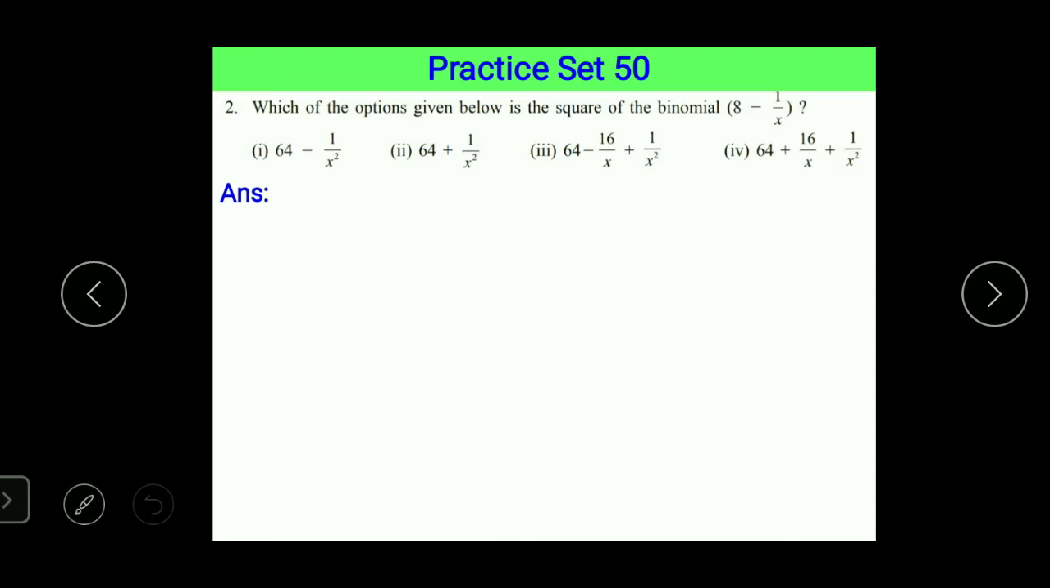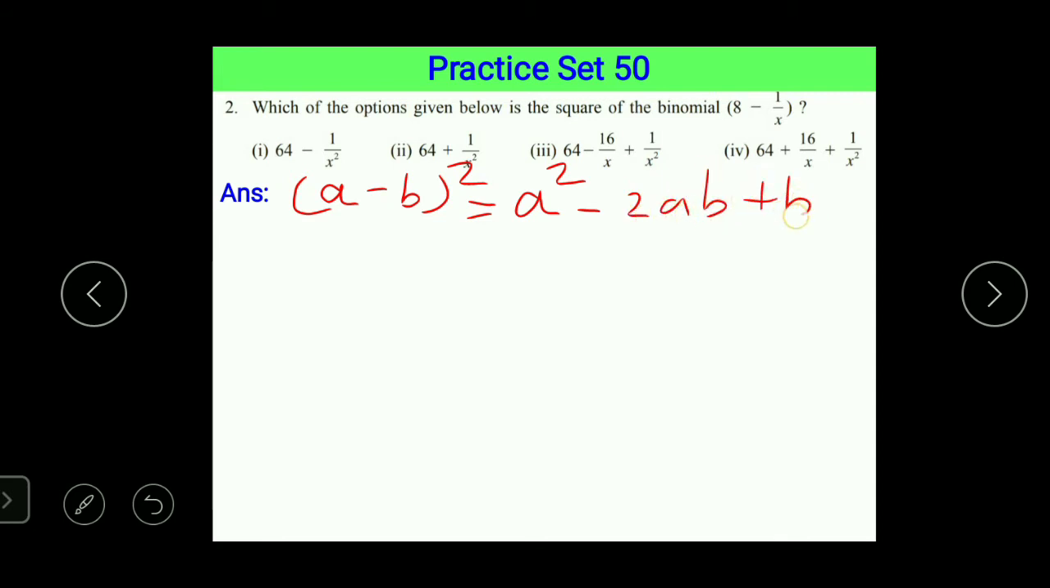Here you know a minus b whole square. We'll write the same formula: a minus b whole square is equal to a square minus 2ab plus b square. We are going to use this formula, students. Here in this formula, instead of a we will use 8, and instead of b we'll use 1 upon x. I'll repeat again: instead of a I'm going to use 8, and instead of b I'm going to use 1 upon x.